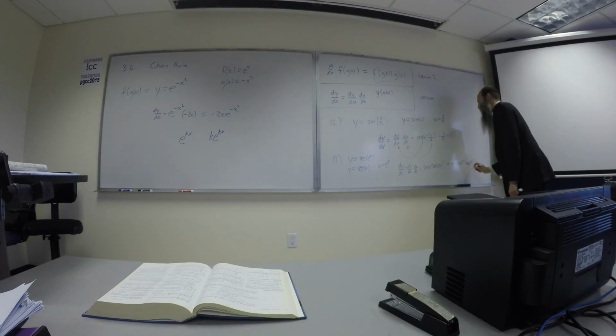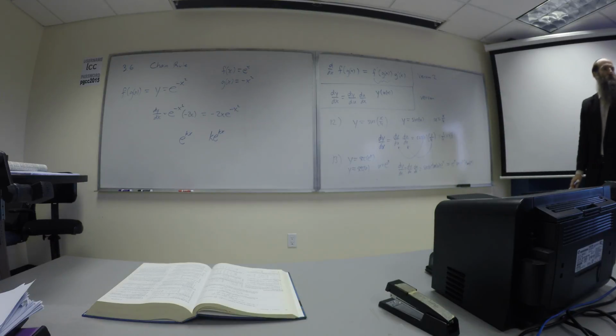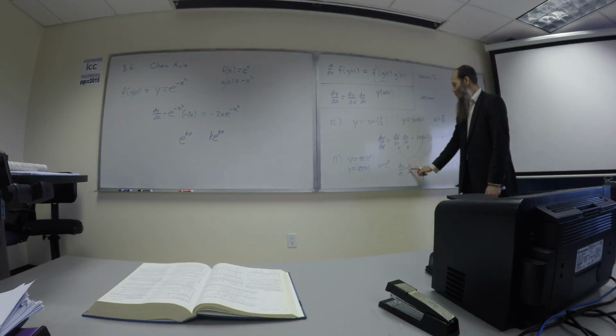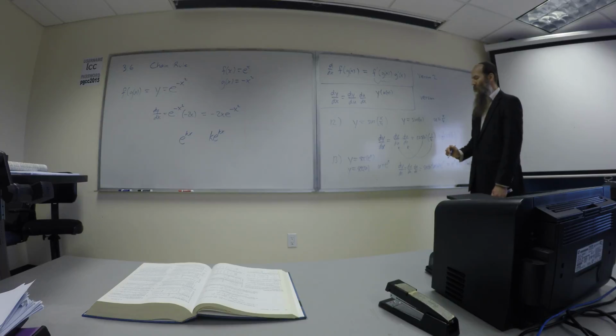Any questions? So I'd like to pick a harder one here in a second. dy equals secant u. dy du is secant u, that's correct.